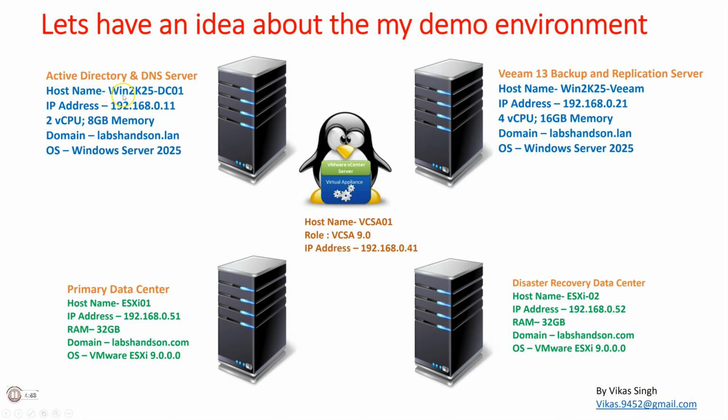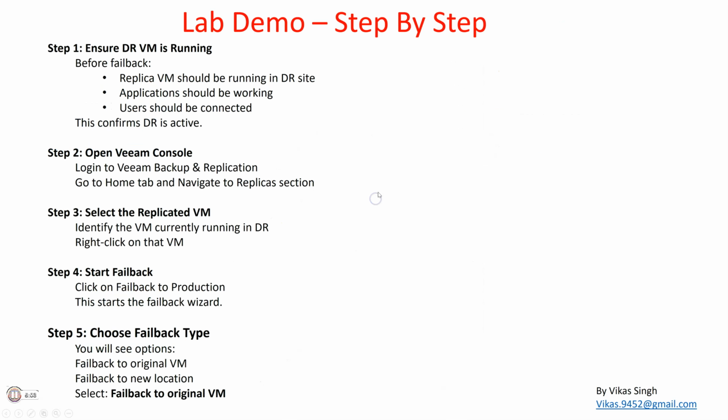So I got my domain controller and DNS server, then Veeam server, and then two ESXi hosts, one in the primary data center, one in the secondary data center, and then I got my vCenter server applying. So now let's start the demo step by step.